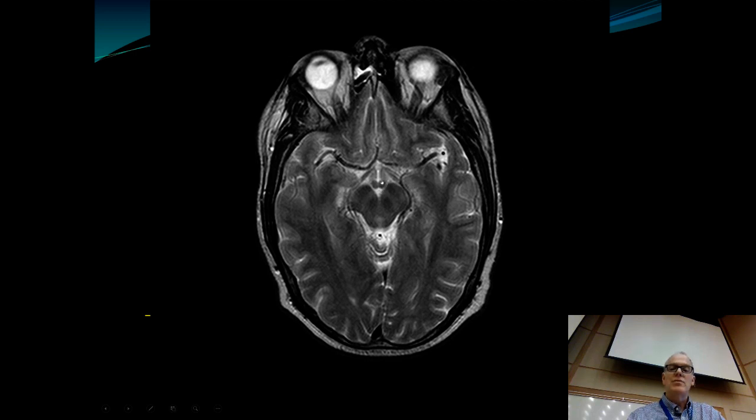Now we've got two rounded structures right here, and these are the mammillary bodies. Okay, so the hypothalamus is this whole area right around it. Okay, and again, middle cerebral artery here going out on both sides, and a little bit of the anterior cerebral artery right here.